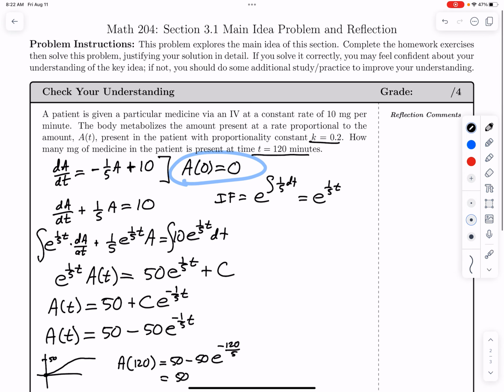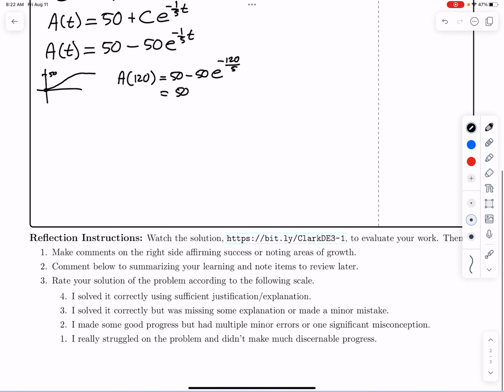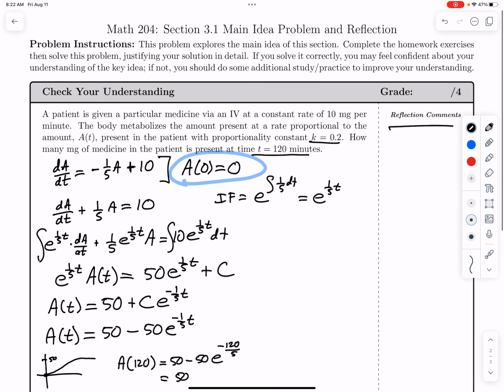So make sure you give yourself some reflection comments, thinking about, did this problem make sense? Were you able to do the solving? Were you able to write the model down correctly? And then give yourself a grade so you can have a sense of how well you're coming to understand the modeling and the solving in section 3.1.